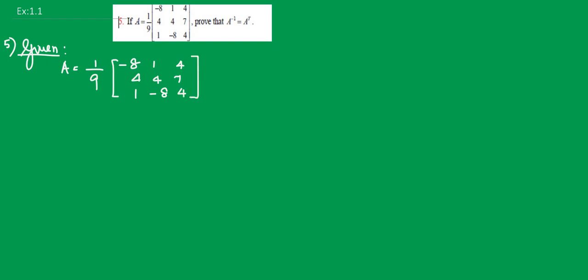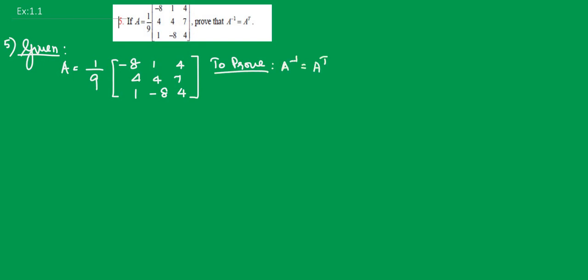Exercise 1.1, question number 5. Given matrix A is equal to 1 by 9 times of [minus 8, 1, 4; 4, 4, 7; 1, minus 8, 4]. We are asked to prove here A inverse is equal to A transpose.